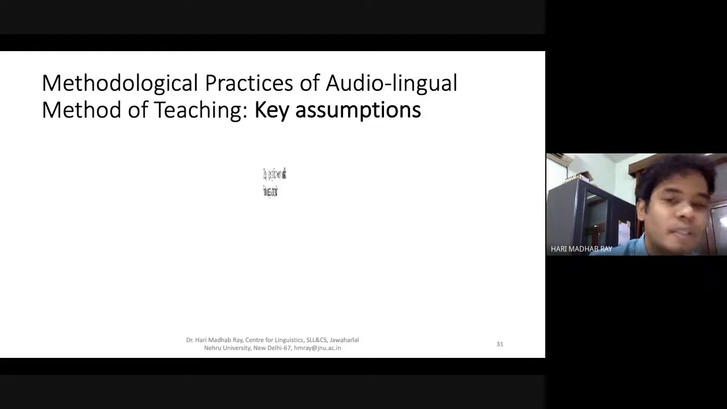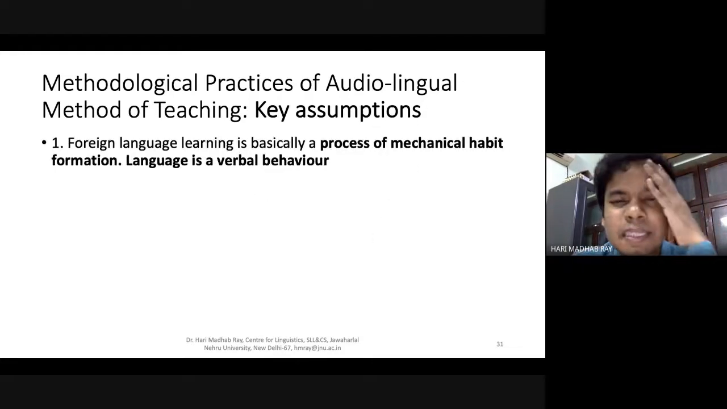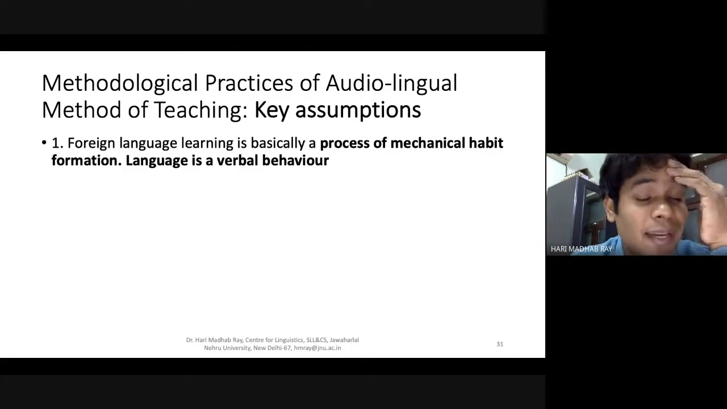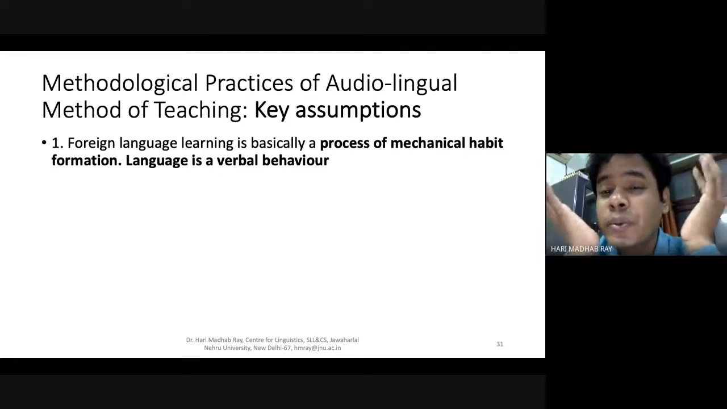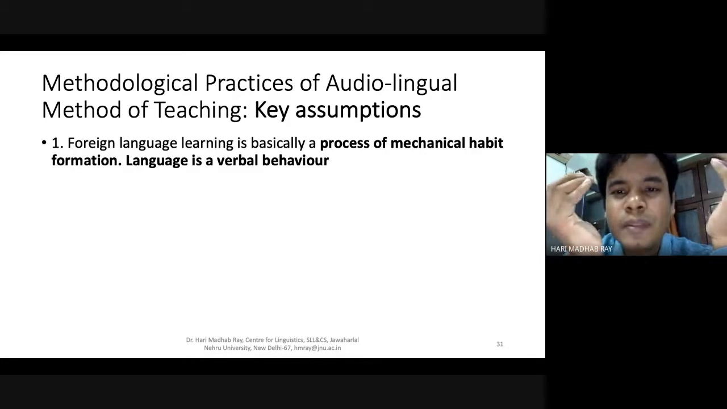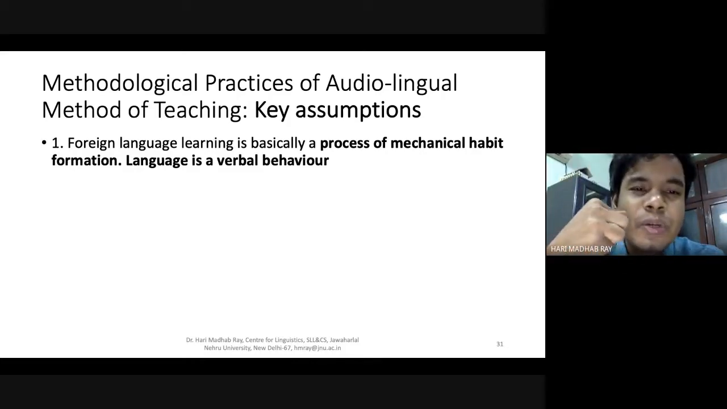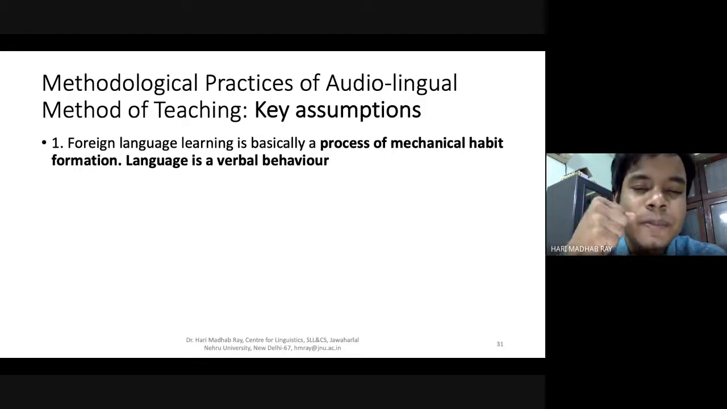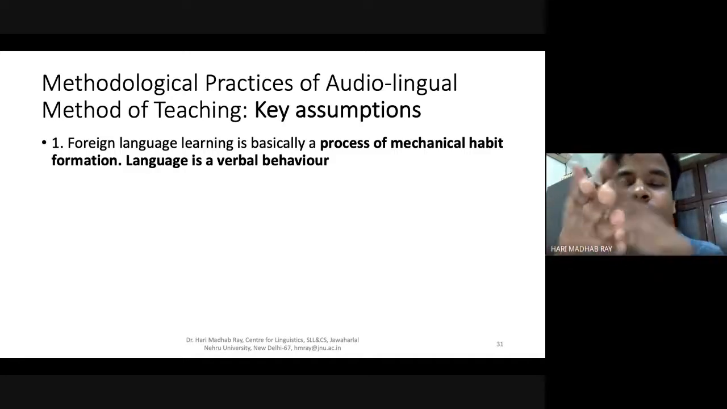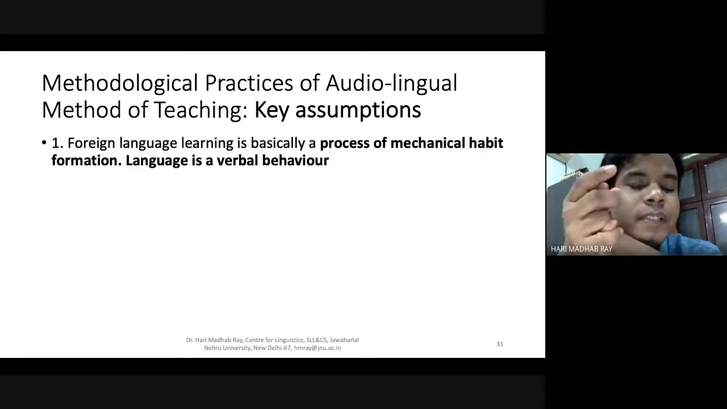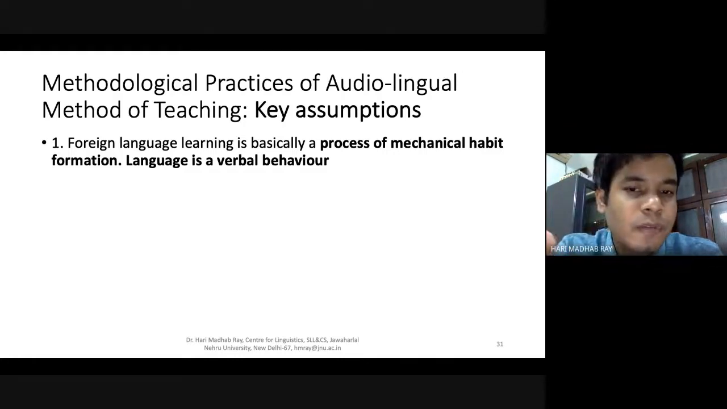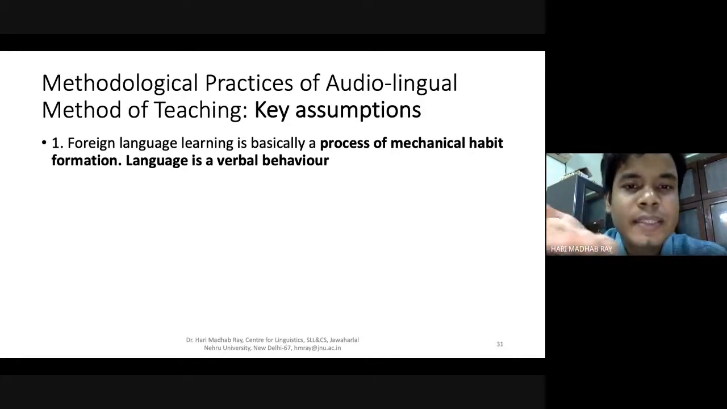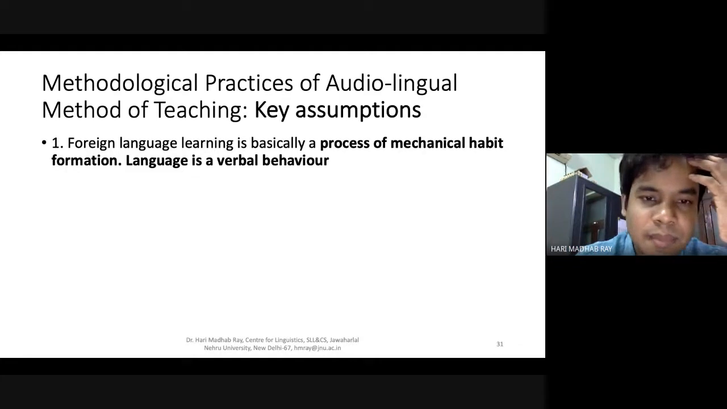So the key assumptions. Foreign language learning is basically a process of mechanical habit formation. Language is verbal behavior. Try to understand that. I already told you the theoretical assumption the audiolingual method has in mind: language is considered to be a set of verbal behavior, and through that kind of process of mechanical habit, you can learn that verbal behavior. That's the way the whole method of teaching is practiced in the classroom.